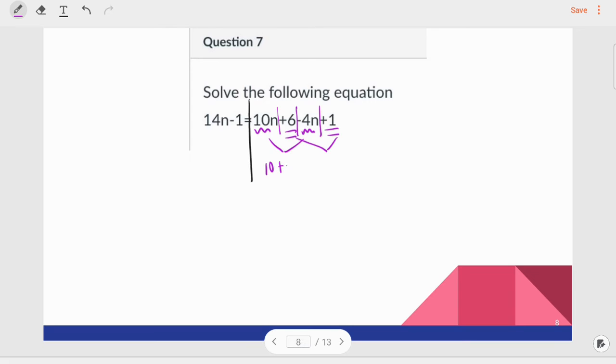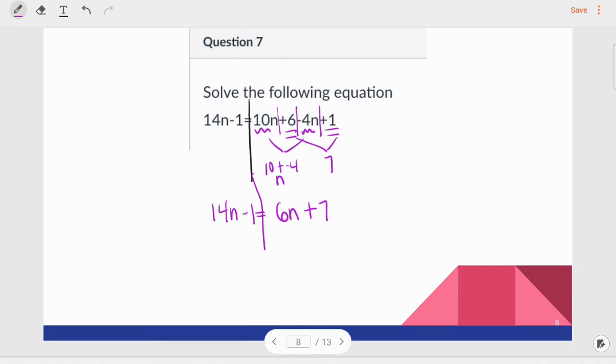So 10n plus -4n simplifies to give me 6n. And 6 plus 1 is 7. So because that is a positive 7, I'm going to make sure I write down plus 7. And then I'm going to bring down my left-hand side as is, because it did not need to be simplified.